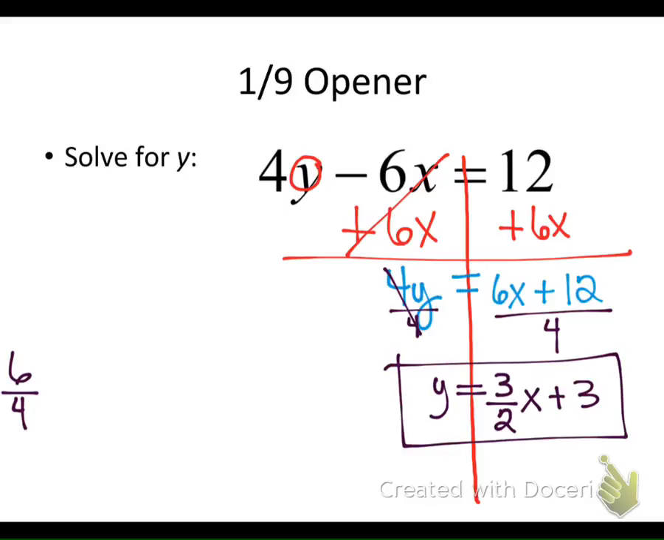Now, if you don't want to type all that into your calculator to simplify this fraction, you have 6/4. What are they both divisible by? 2. So all you'd have to do, 6 divided by 2 is what? 4 divided by 2? 2. So you get the same thing. But you can use your calculator, that's why I gave it.